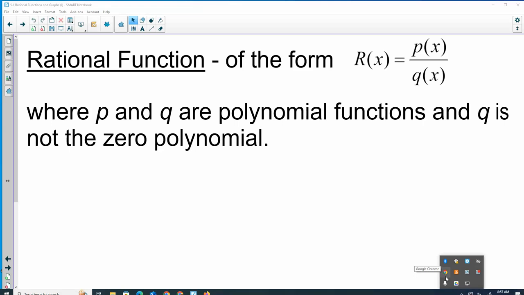With these rational functions, today we are going to talk a lot about the domains of them. So your domain is asking for your possible values of x.